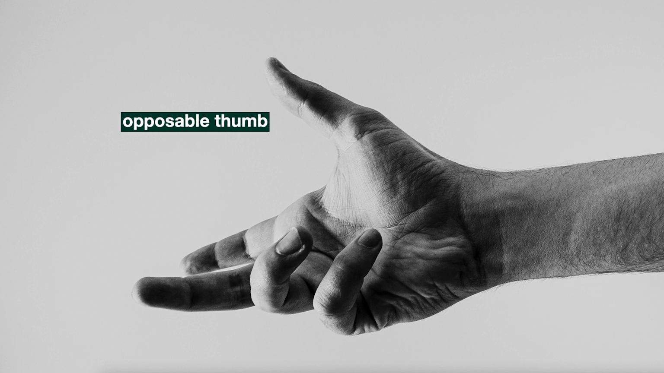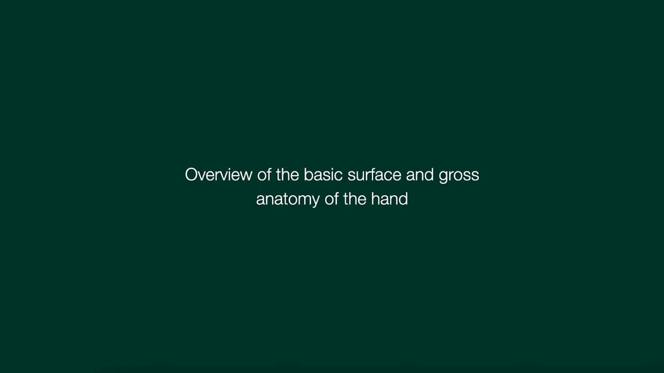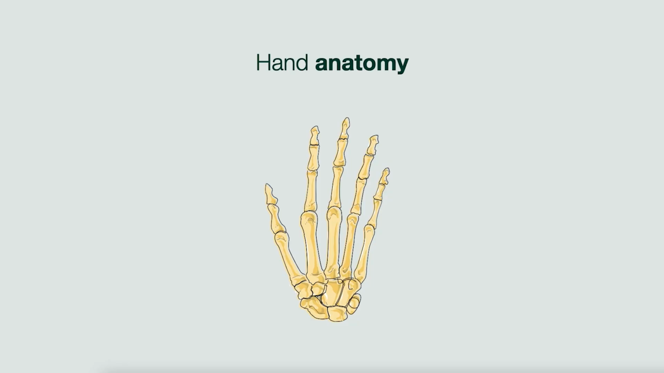In this video, we will go through an overview of the basic surface and gross anatomy of the hand. One needs a basic understanding of the hand anatomy and function in order to interpret the clinical findings made when examining the hand. The hand is typically composed of 5 digits. The thumb is known as the first digit, whilst the small finger is known as the 5th digit. Some individuals may have extra digits, and this is known as polydactyly, and others may have fused digits, and this is known as syndactyly.